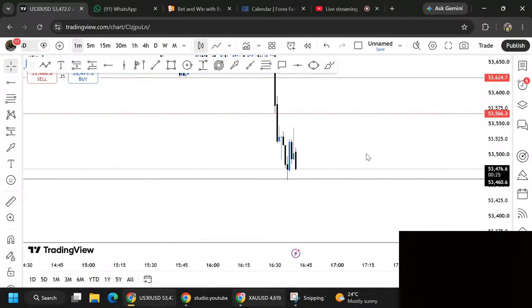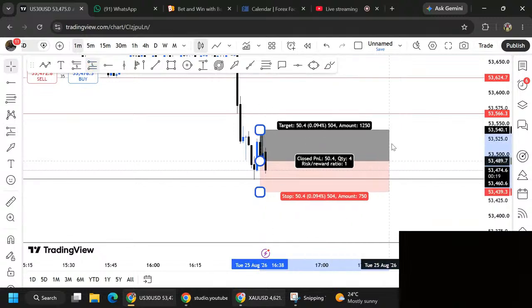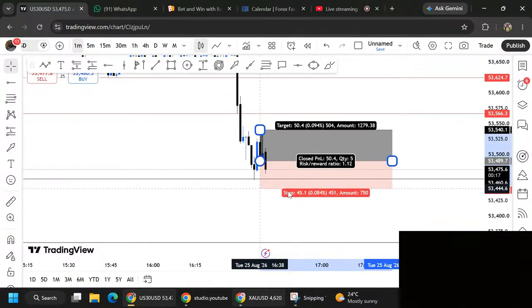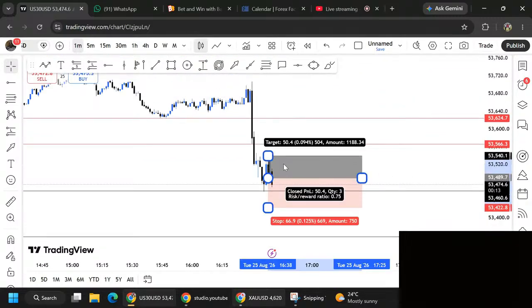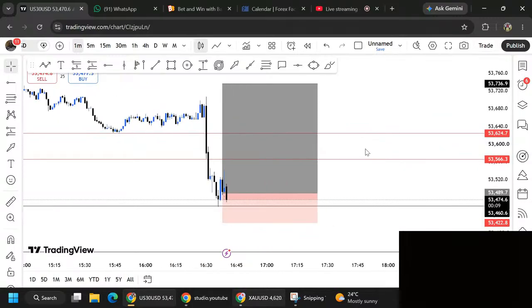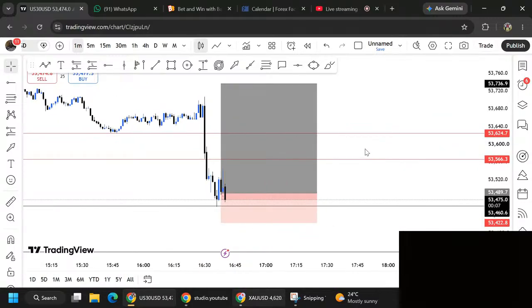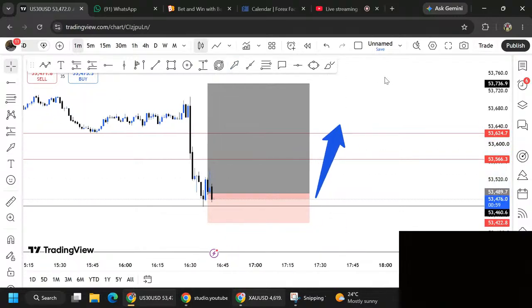Though I've entered for my first position. My first position is here. When price came and retested this level over here, I entered for my first position. Let me give it some space, something like that. And we hope to have a push above. Let's see how it will go.